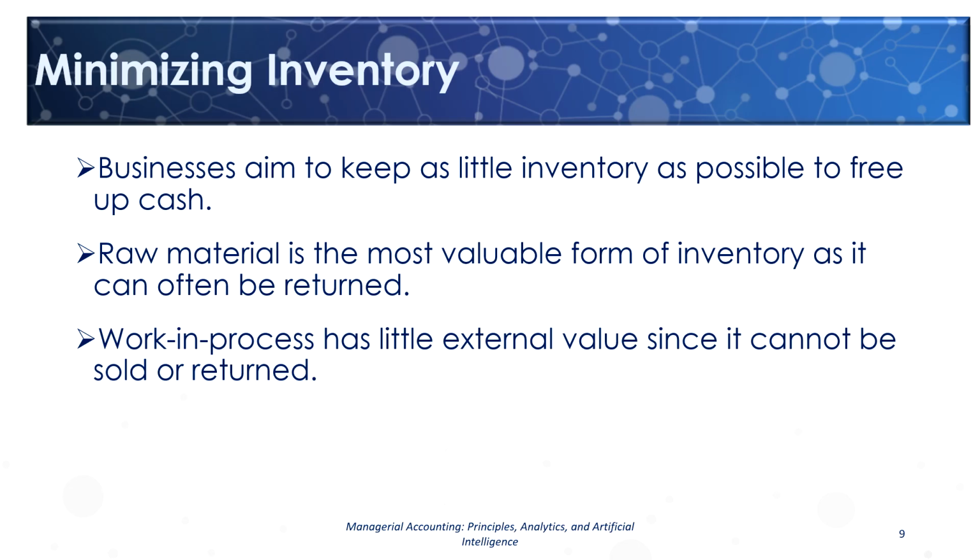Businesses generally try to minimize inventory. Inventory ties up cash that could be used elsewhere. Work in process inventory has no external value because it is incomplete and cannot be sold. Raw material inventory is often the most valuable because it may be returned to suppliers. The key idea is that inventory is costly to hold, and businesses want to be efficient with production and inventory systems. Make sure to note that inventory ties up cash and businesses aim to keep inventory levels low.